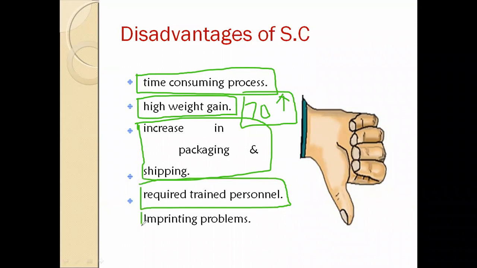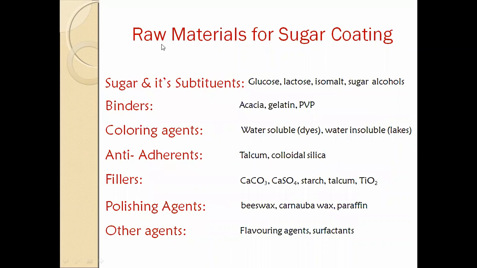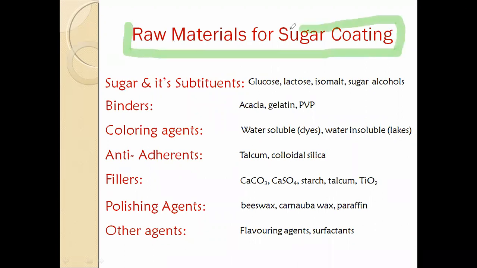And another disadvantage is when you go for the printing of certain types of logos or alphabets, there can be problems with respect to the imprinting which you want to print on the tablet. So these are certain disadvantages of sugar coated formulations. Now let's see which types of raw materials go in the formulation of sugar coating.